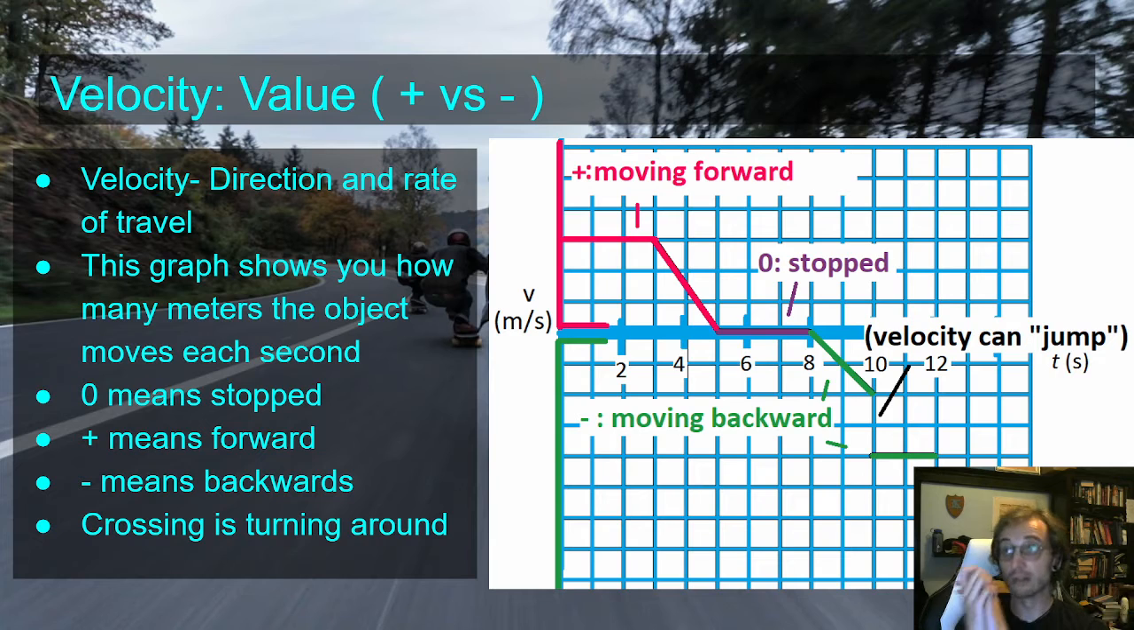Velocity. Just briefly as a reminder, velocity is the direction and rate of travel. So what that means is what the object is doing. If you're looking at an object and you're seeing the thing that's happening to the object, that's going to be velocity. Velocity is what you can see.